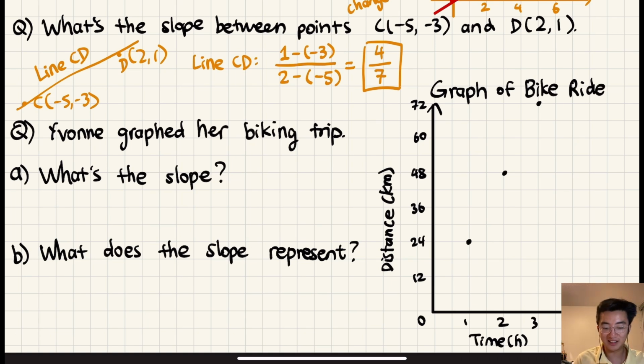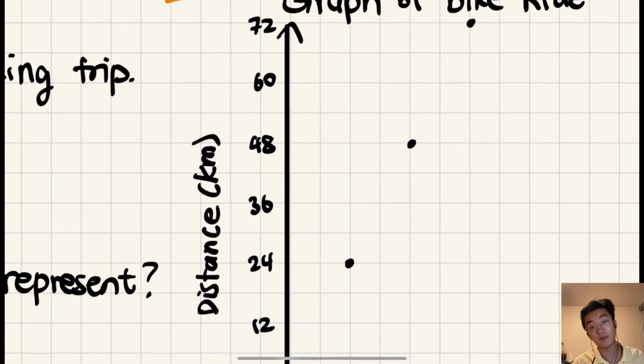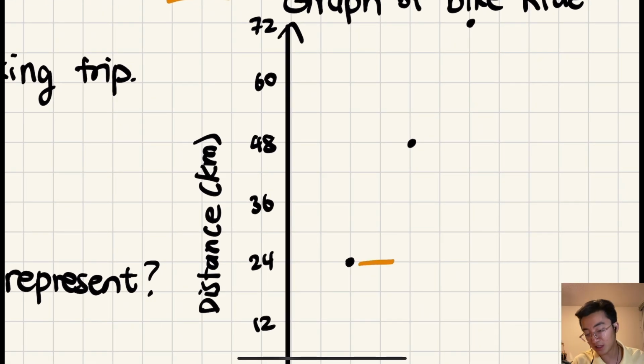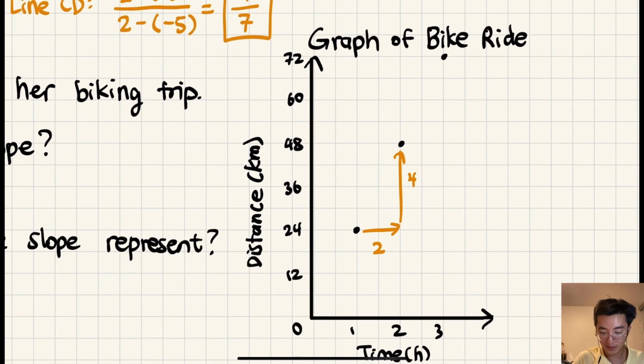So we can see here on this graph, Yvonne graphed her biking trip, which you should definitely do just for fun. Right? What is the slope of this graph? We notice that there's not really a line here. We're trying to find this hypothetical line here. That will be the slope of this graph. So of course, we can just count. You say, okay, it changes x by 2, changes y by 4. So it's easy to say, okay, the slope must be the change in y over the change in x. So 4 over 2, which is 4 divided by 2, which is 2.